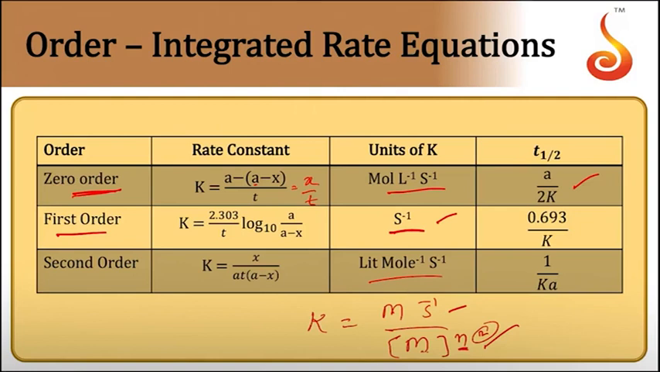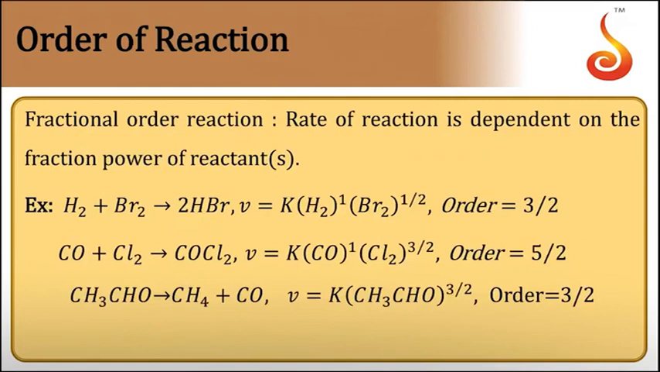So these formulas we need to remember while solving the problems. For a zero order reaction, K is equal to x by t, and half-life is a by 2k. First order reaction, K is equal to 2.303 by t into log of a by a minus x, half-life is 0.693 by K. Second order reaction, K is equal to x by a t into (a minus x), and 1 by Ka is the half-life of second order reaction. So these formulas should be remembered while solving the problems.